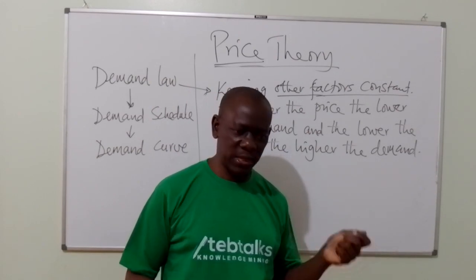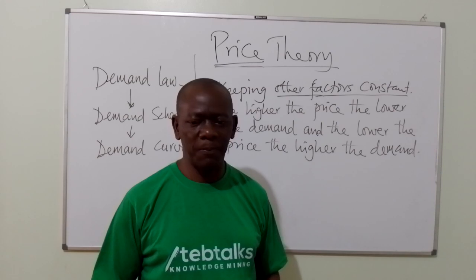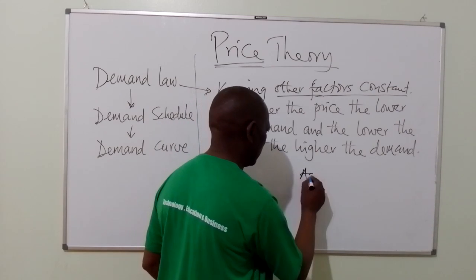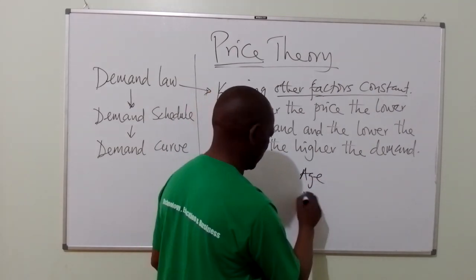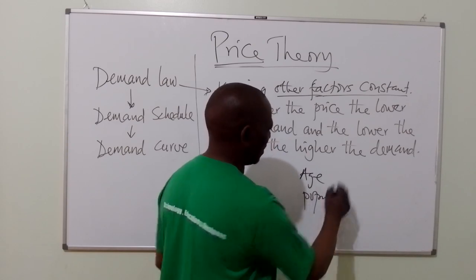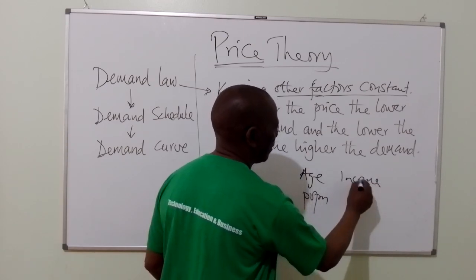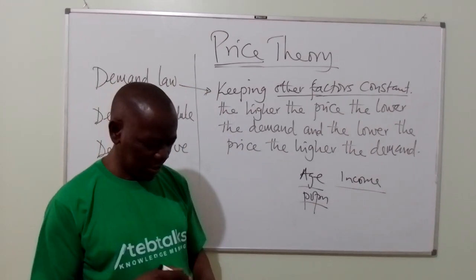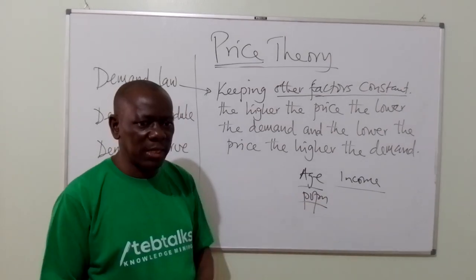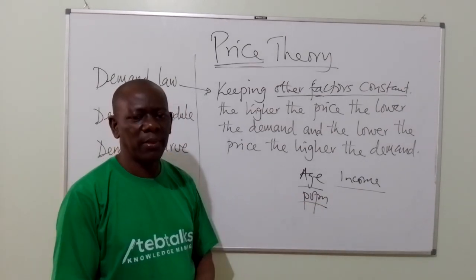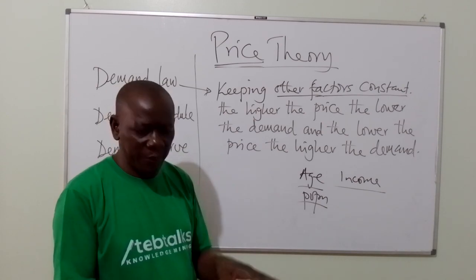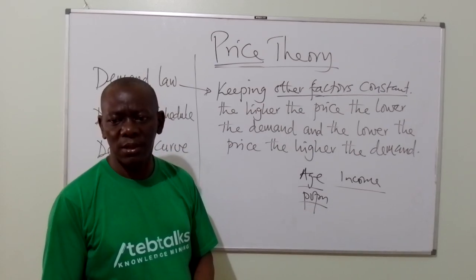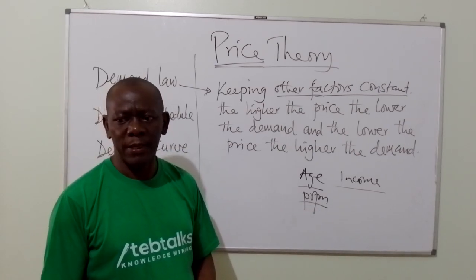Like which factors? Those are the factors that we are going to look at very soon. But just to mention a bit of them: age, population, income. These are other factors. They are not only these, there are many. The age of a person. But if we keep the age constant, that we are looking at only the youth, or only the old people. If we keep it constant that this area has old people, then the councils will be having high demand.